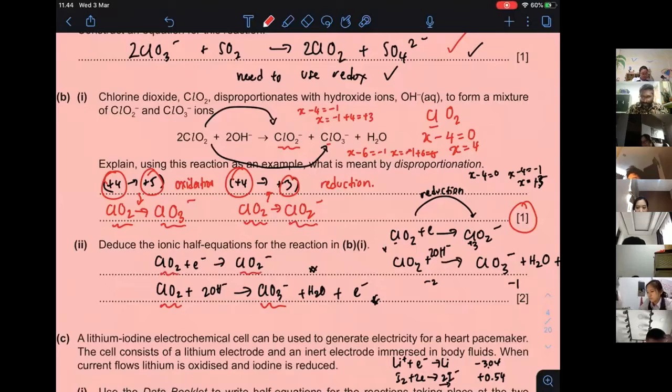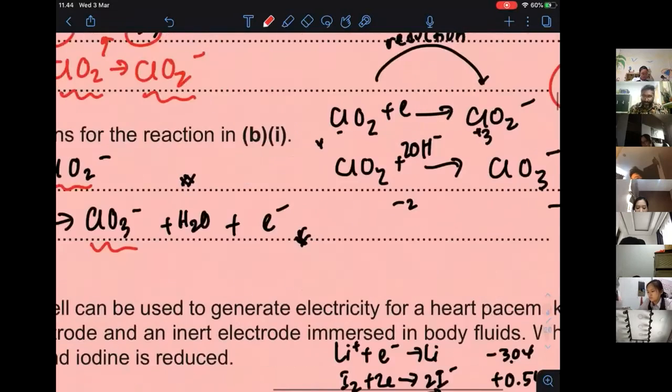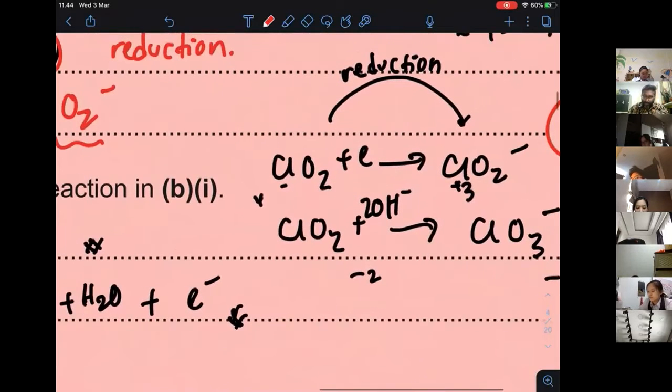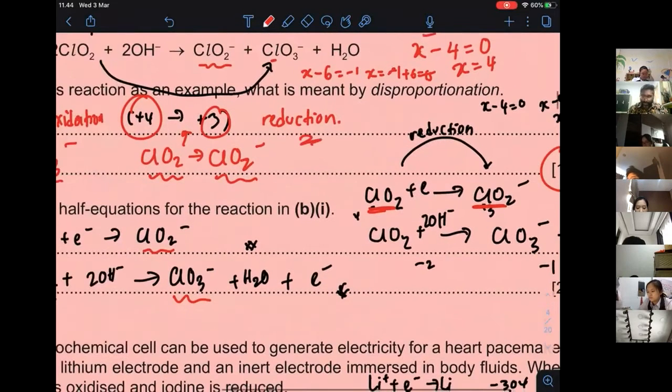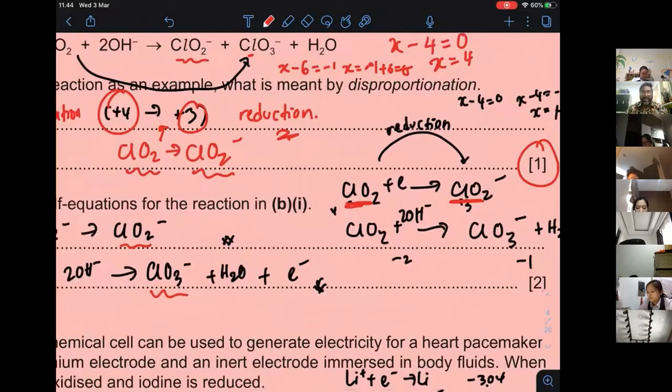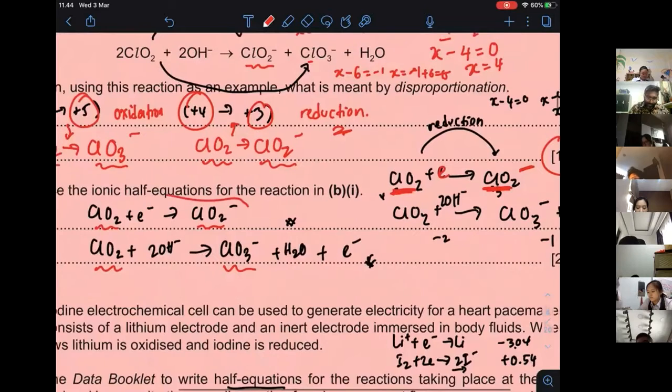So how do I deduce the half equations for that? Quite simple also. When you have ClO2 to become ClO2 minus, we know that this is going to be reduction. Reduction is gain of electron. When I see here, nothing changed, ClO2, ClO2. So I just put gain 1 electron. So you get minus. No need to add anything. That is how I end up with this half equation.